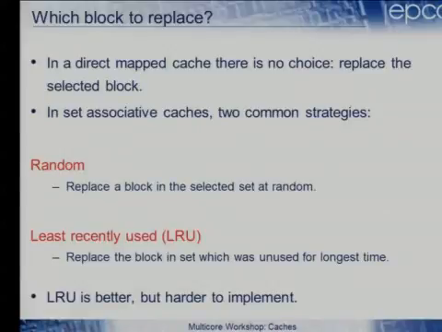Well, you can just do it randomly. Replace a block in the selected set at random. Or you would like to replace the least recently used. You'd like to say, which is the one I haven't used for 100, 1,000 cycles, and get rid of that one. This is clearly better, but harder to implement. So LRU would be great because your cache would automatically flush out data which wasn't heavily used.